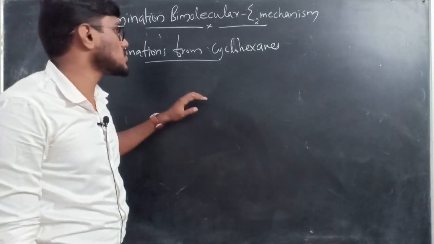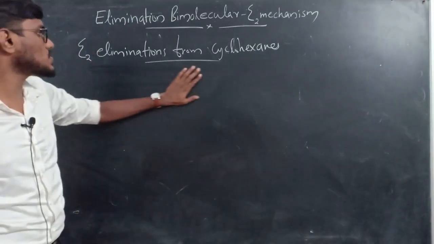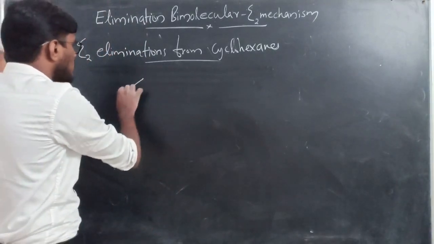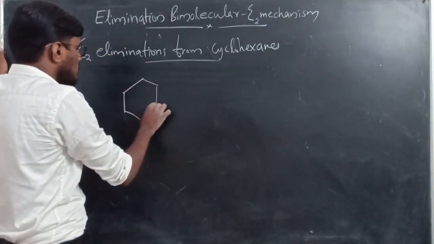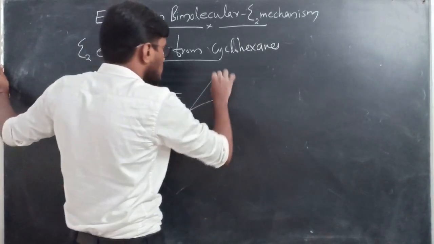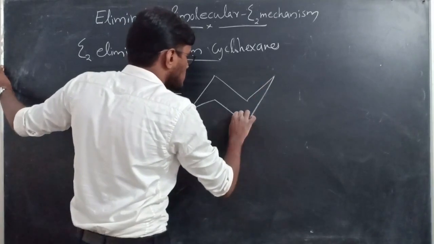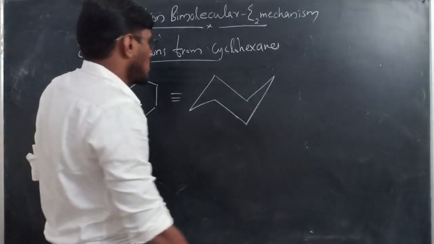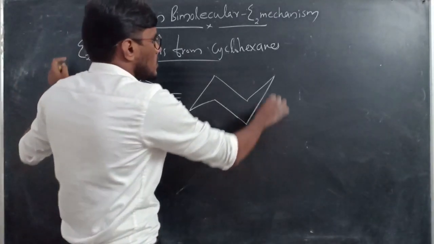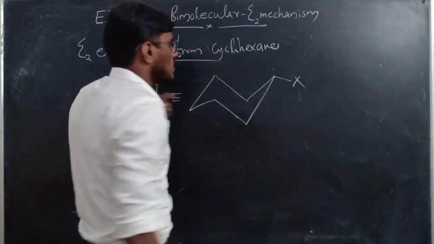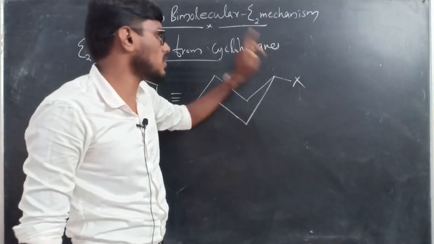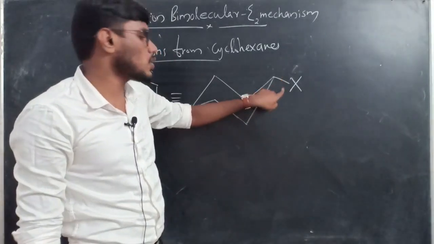Next, we are going to discuss E2 eliminations in the cyclohexane ring. We are familiar with the cyclohexane ring. This is a cyclohexane ring. The most stable conformation of this one is the chair form. This is the chair conformation of the cyclohexane ring. If it is a substituted cyclohexane like this X, this will be the more stable conformation. The substituent X should be in the equatorial position for the most stable conformation. Here is a substituent in equatorial position.